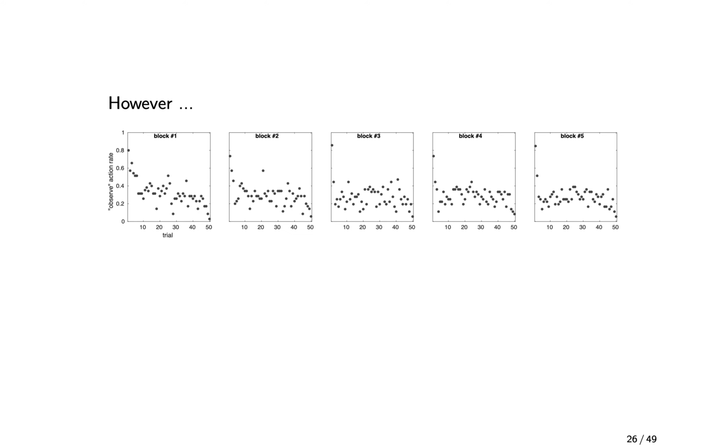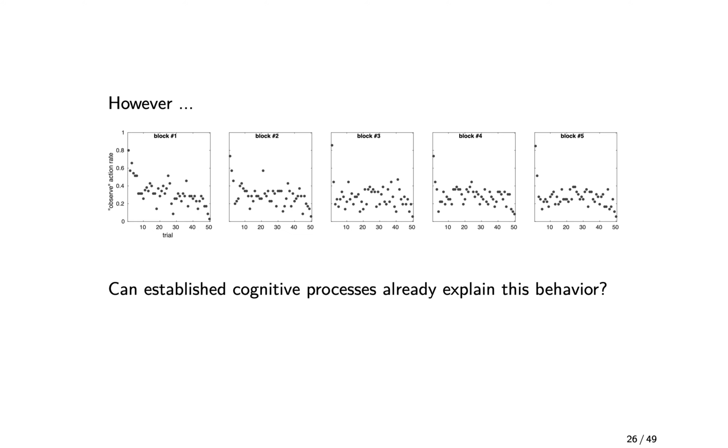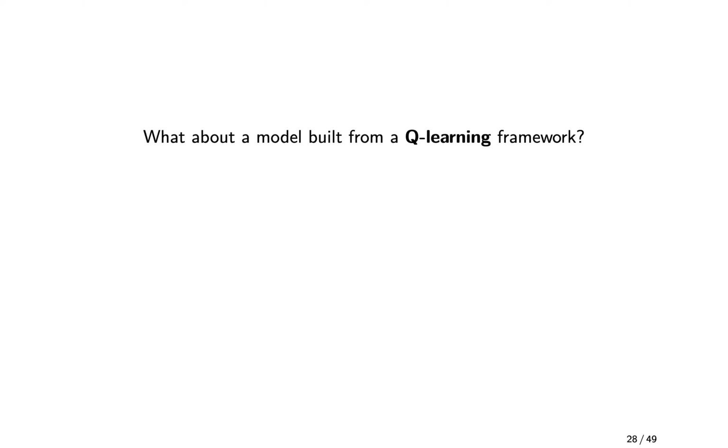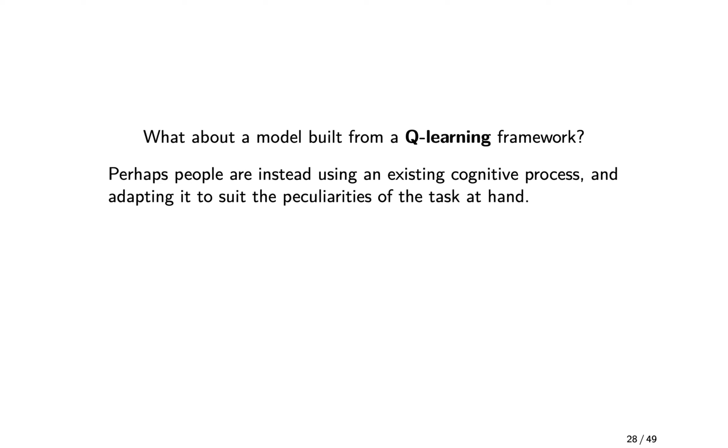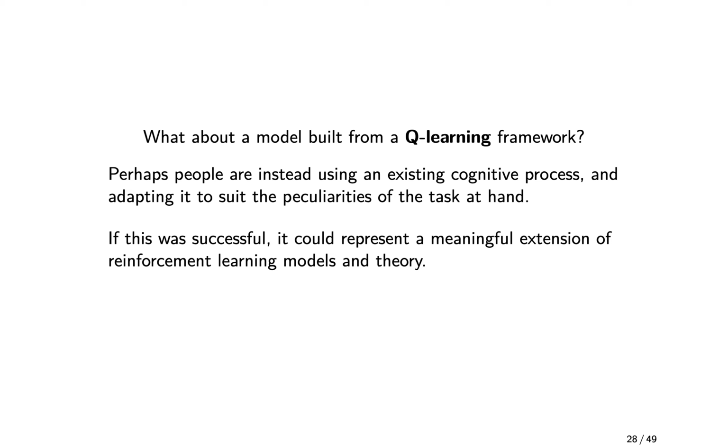However, I wondered if people are really developing a strategy from scratch. Can established cognitive processes already explain this behavior? What about a model built from a Q-learning framework? Perhaps people are instead using existing cognitive processes and adapting them to suit the peculiarities of the task at hand. If this was successful as a model, it could represent a meaningful extension of reinforcement learning models and theory, for example, by accommodating more realistic settings in which we don't always get feedback for every action.